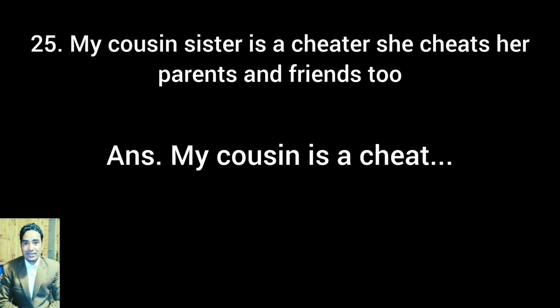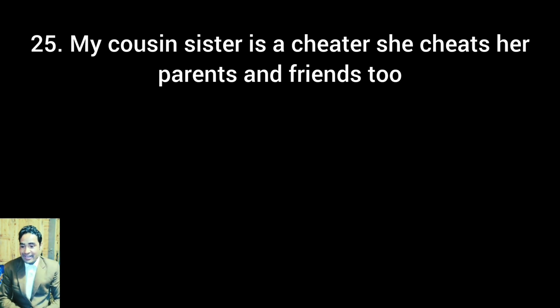Second correction. Guys, point to be noted, in British English, there is no word like cheater. In British English, cheater is considered an incorrect word. So you have to say cheat, not cheater. So the correction is my cousin is a cheat and she cheats her parents and friends too. But guys, point to be noted, in American English, cheater is a correct word. Americans use this word. My cousin is a cheater. In American English, this is a correct sentence.